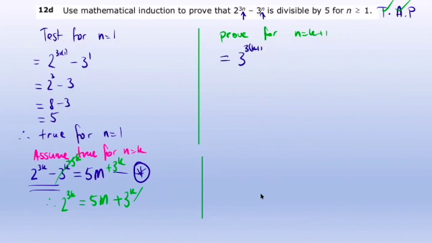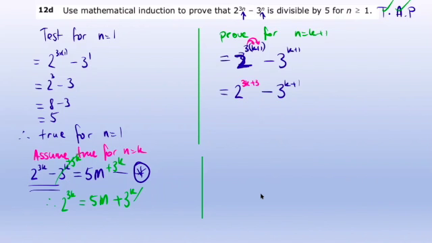2 to the 3k plus 1 minus 3 to the k plus 1. All right. So I'm not making it equal to 5m or anything. It just is what it is. I've just substituted the k plus 1 in, and now I'm going to play. All right. So let's do that. I'm going to expand these again and see what happens with that. 2 to the 3k plus 3 minus 3 to the k plus 1.